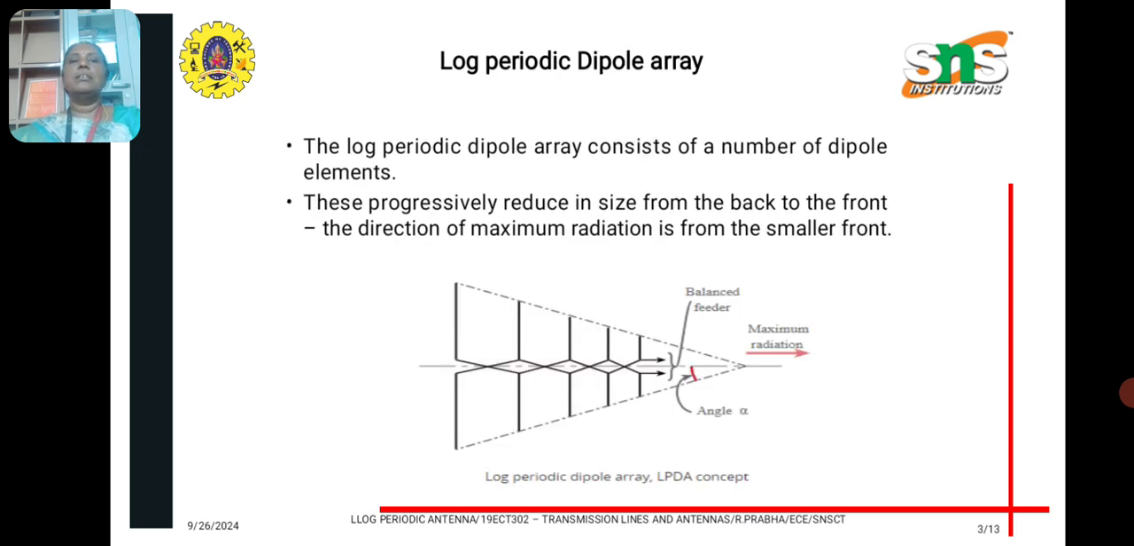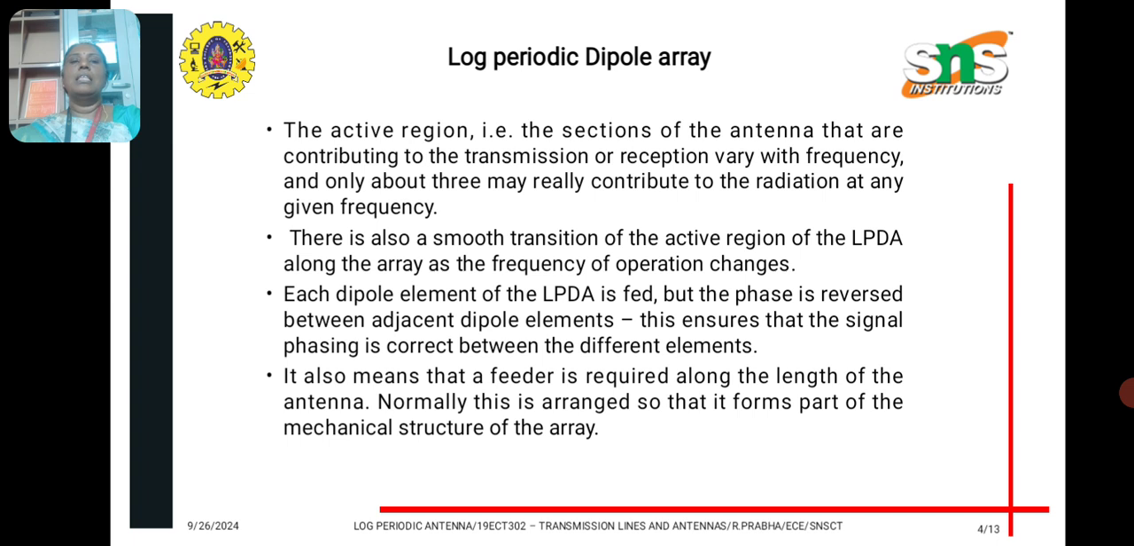The log periodic dipole array consists of a number of dipole elements. These progressively reduce in size from back to the front, in the direction of maximum radiation. The active region, that is the sections of the antenna that are contributing to the transmission or reception, varies with frequency, and only about 3 may really contribute to the radiation at any given frequency.